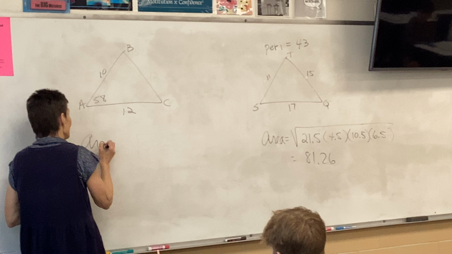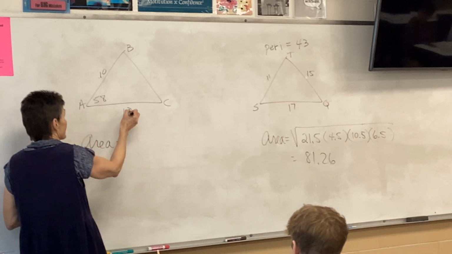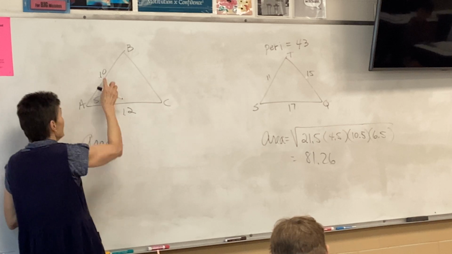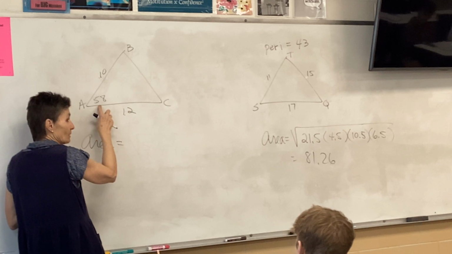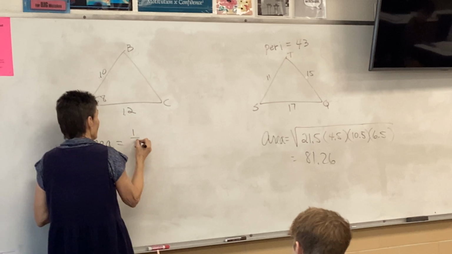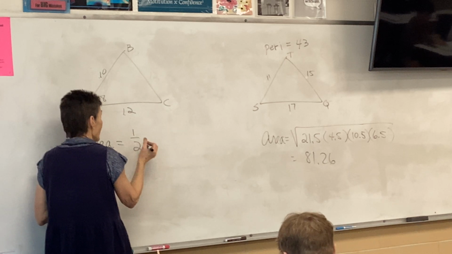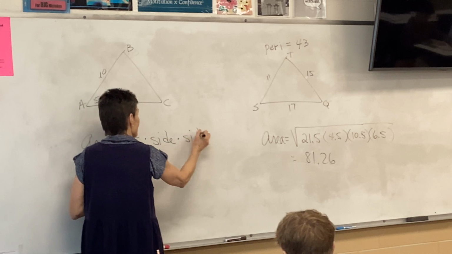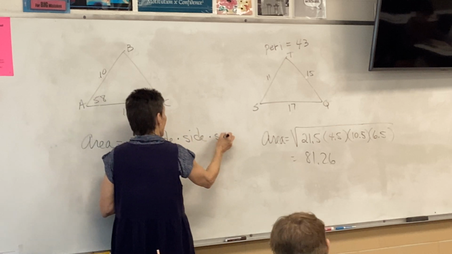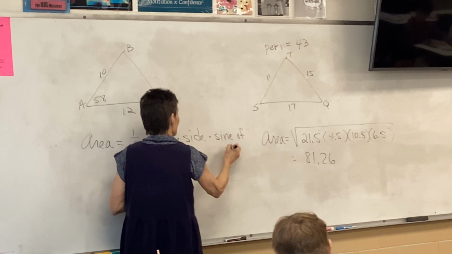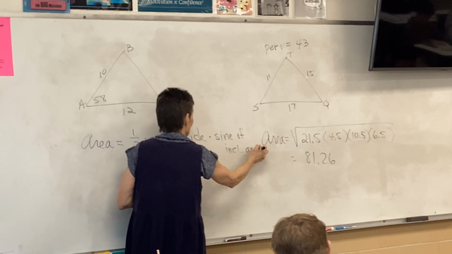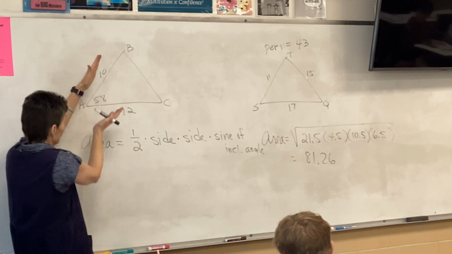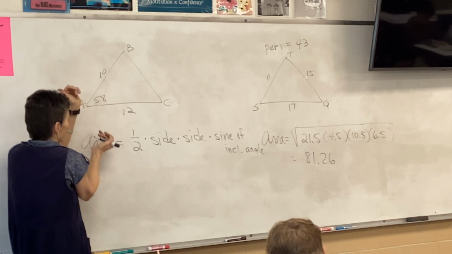The area is very, very simple when you know two sides and the angle in between them. Now that's important: two sides and the angle in between them. The area will always be 1/2 times side times side times the sine of the included angle. So this is called the included angle. It's included between the two sides.